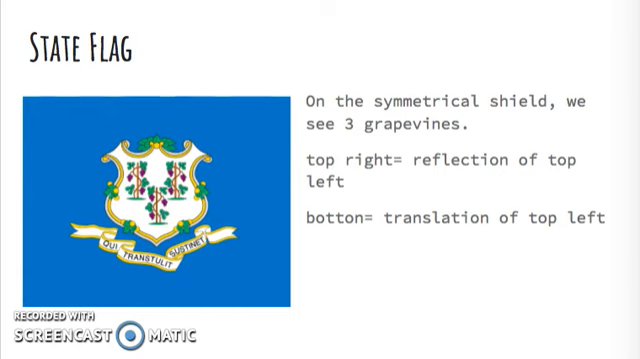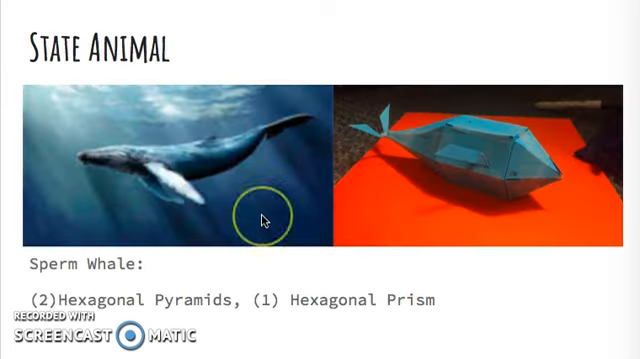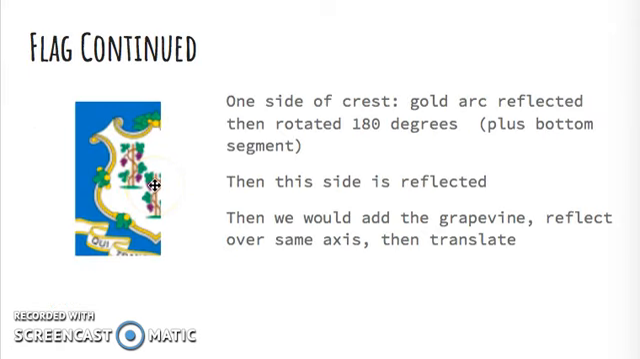Then this is the Connecticut state flag. You can see symmetry on the shield shape itself. However, in the 3 grapevines, we see that the top right is reflected to make the top left, and then the top left is translated to be the bottom grapevine. In the crest, we see on one side the arc of a circle is reflected, and then it's rotated 180 degrees, and that makes one side of the crest that's then reflected onto the other side.